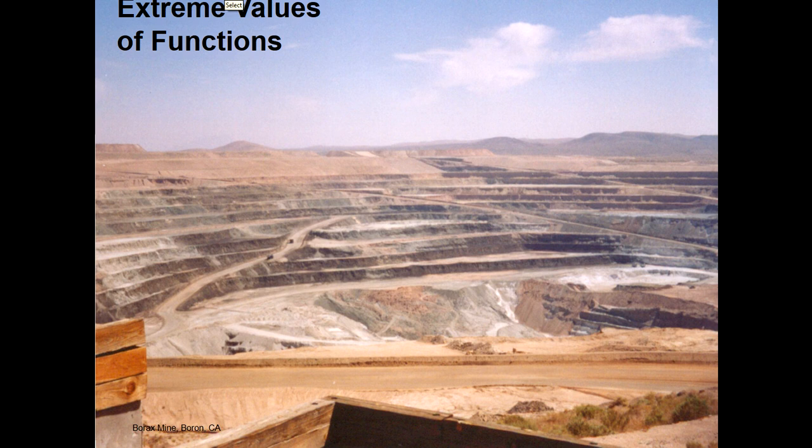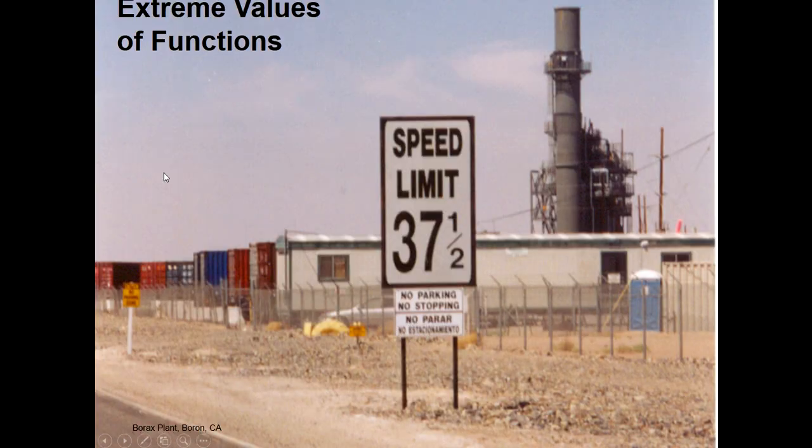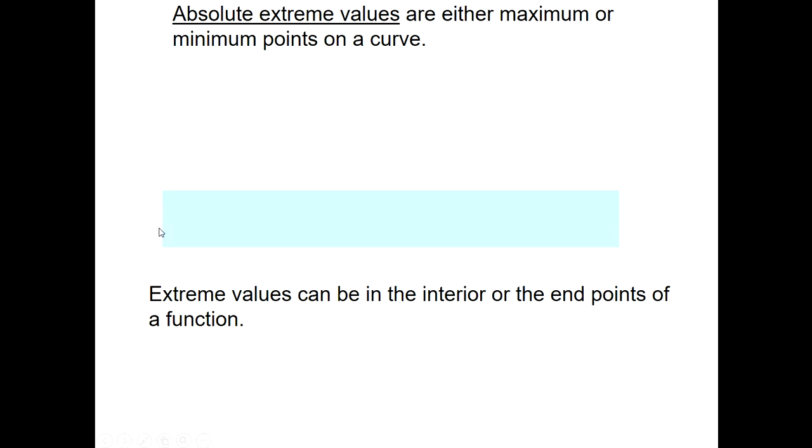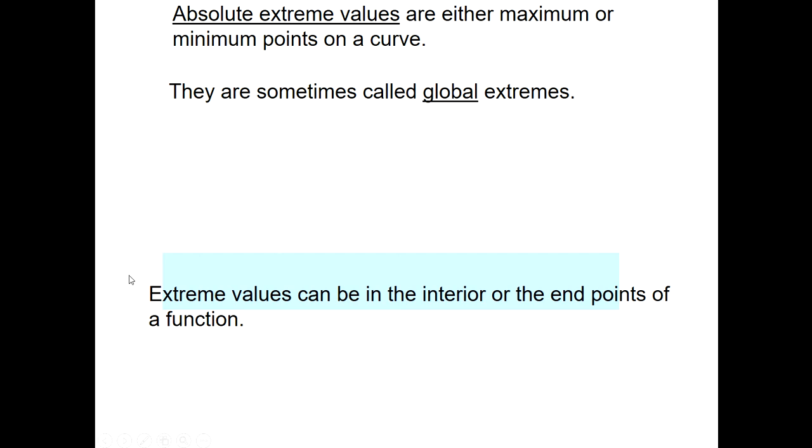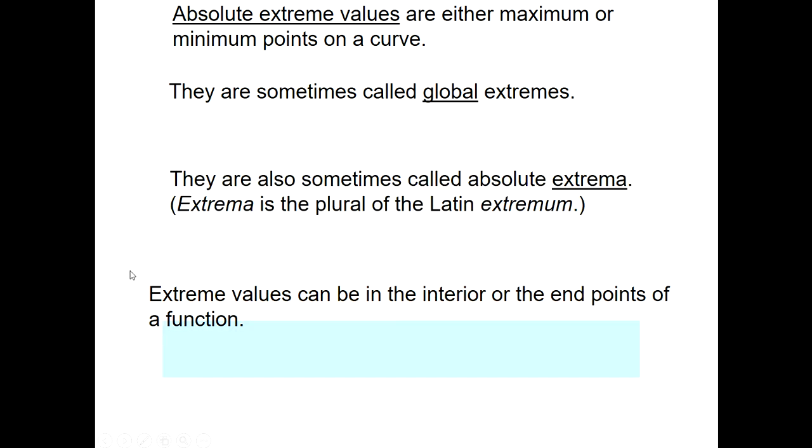So today we're going to be talking about extreme values of functions. Basically, we're going to be talking about the maximums and the minimums of a function, their upper limits. So absolute extreme values can be maximum or minimum points on a curve. They are sometimes called global extremes or absolute extrema. And extrema is the plural of the Latin extremum.